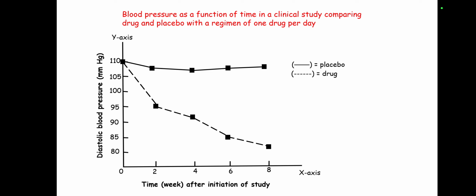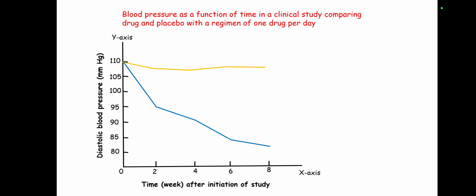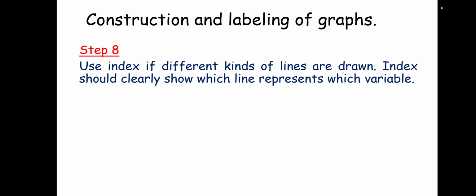So in this manner you should draw a graph. You need to make two different styles of lines, or else you can use different colors as well, like a yellow color for placebo and a blue color for drug. So this difference in colors, this index, should be mentioned very clearly.